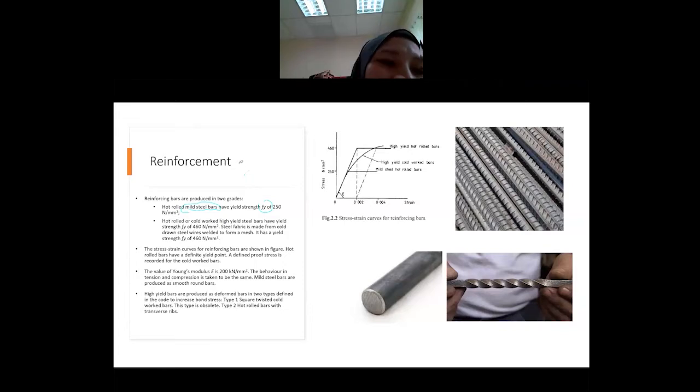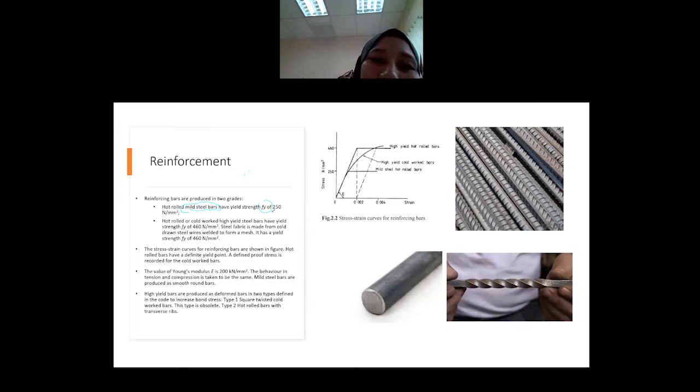Alright, so FY here means dia punya yield strength. So yield strength ni is actually dia punya kekuatan lah. Okay, so for kekuatan kita panggil dia FY. So this is the symbol for strength, for steel, FY. Okay, so the strength of steel for mild steel bar is 250. Okay, so this one you kena hafal. Kena selalu ingat lah.